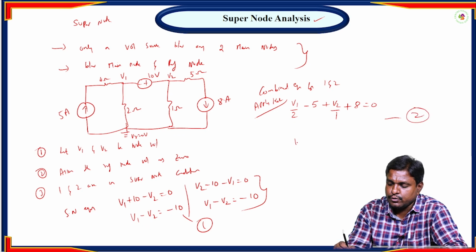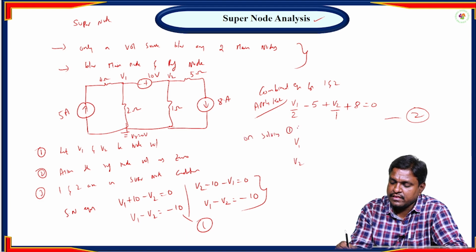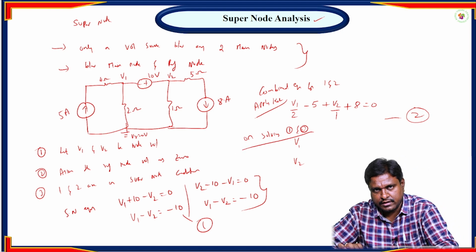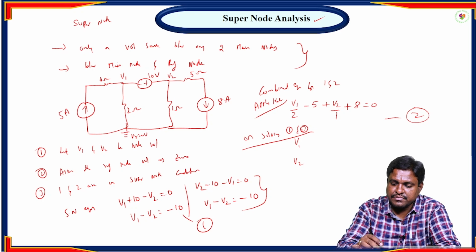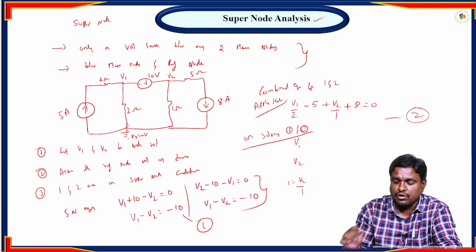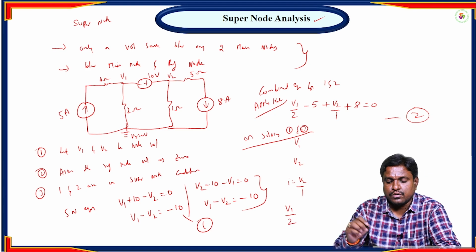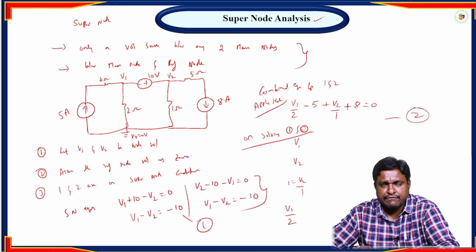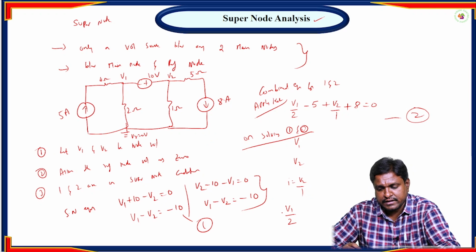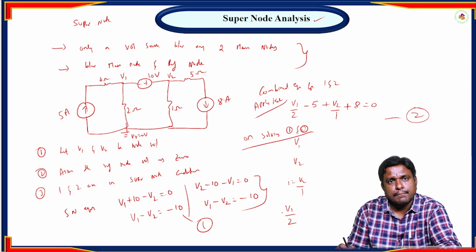On solving equations 1 and 2, we get the values of V1 and V2. With the help of that, we can find the response in the circuit. The question is to find the current passing through 1 ohm, which is nothing but V2 by 1. The current passing through 2 ohms is nothing but V1 by 2. If I want to find the power, it is I squared into R. Once we get the current passing through this particular branch, V1 by 2, then the power is I squared into R.